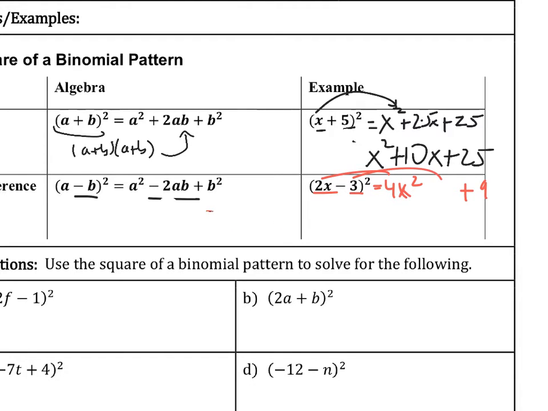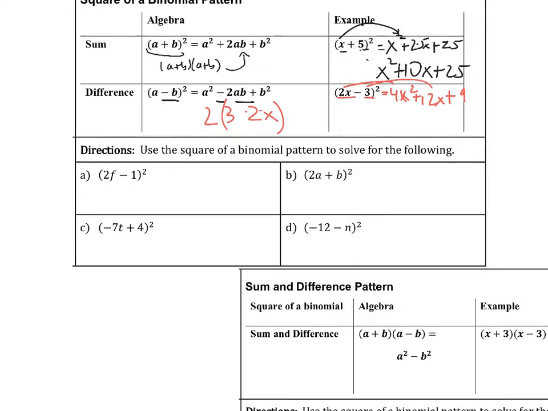So we're going to multiply and double. What do we get when we multiply them? Well, 2x times 3, that's going to be 6x. And then we're going to double that. So 6 times 2 is 12, so we get 12x. So 4x squared plus 12x plus 9. That's the idea. And those are the patterns we saw today in class.